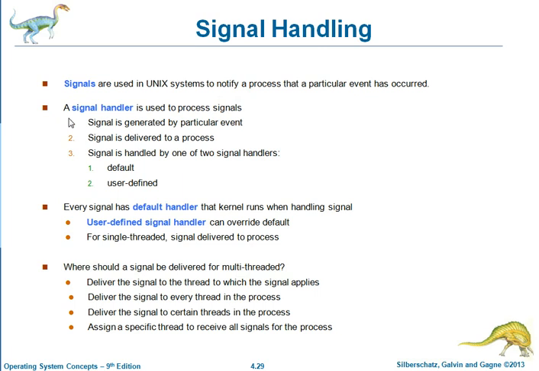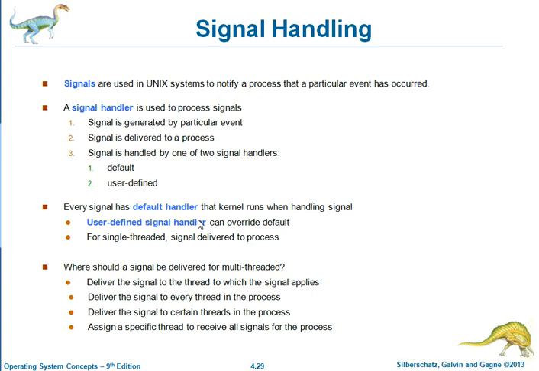A signal may be received either synchronously or asynchronously, depending on the source of and the reason for the event being signaled. Every signal has a default signal handler that the kernel runs when handling that signal. This default action can be overridden by a user-defined signal handler that is called to handle the signal. A signal may be handled by one of two possible handlers: the default signal handler and the user-defined signal handler.